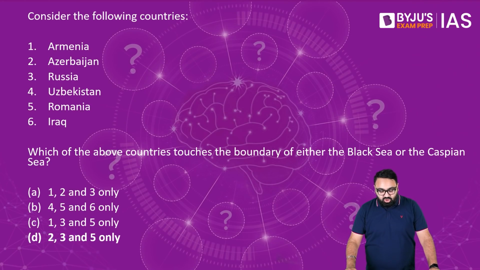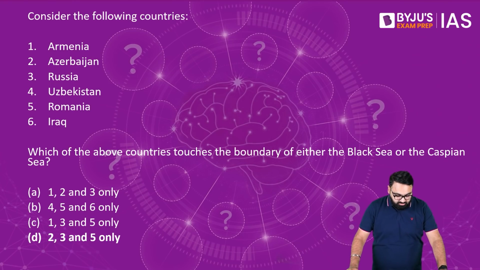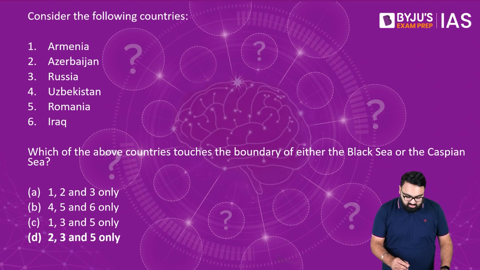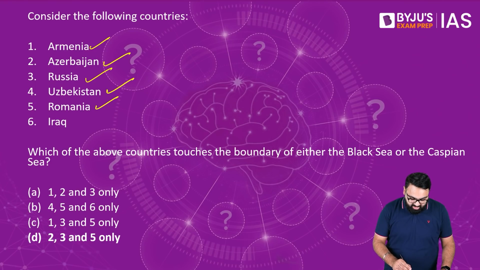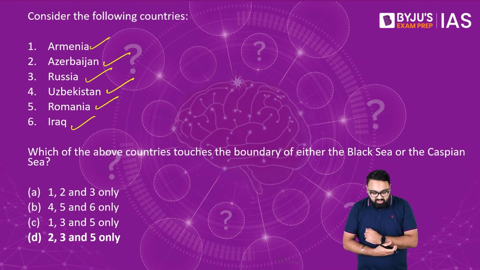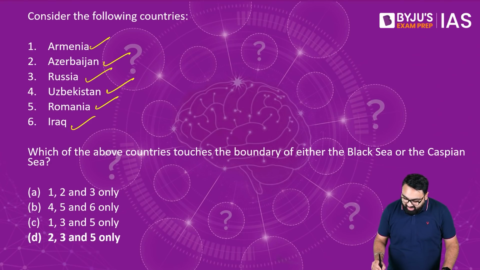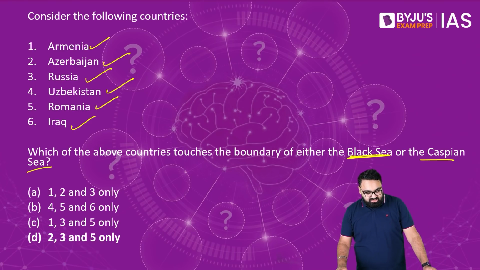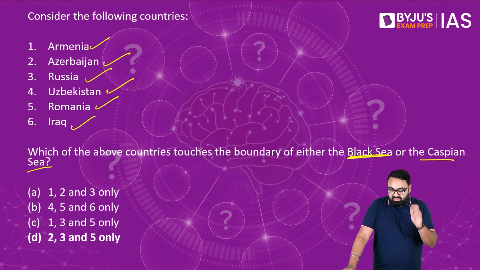Now, a couple of practice questions. In fact, a couple of questions that have been asked in the prelims earlier, which can be solved from the information that we just discussed. For instance, here's a question. Consider the following countries: Armenia, Azerbaijan, Russia, Uzbekistan, Romania, and Iraq. You have to tell which of these countries touch boundaries of either the Black Sea or the Caspian Sea. We have discussed the tricks to remember the Caspian Sea also. We discussed the tricks to remember the Black Sea also.